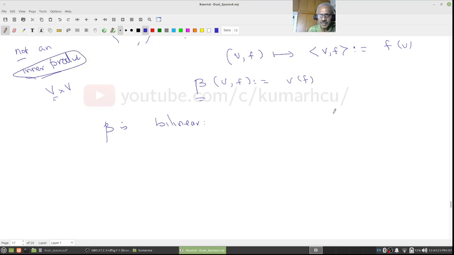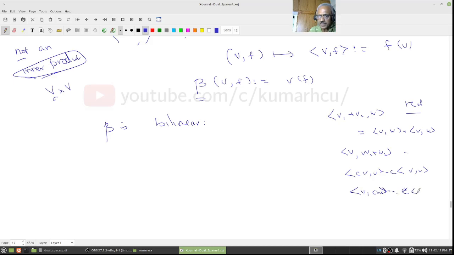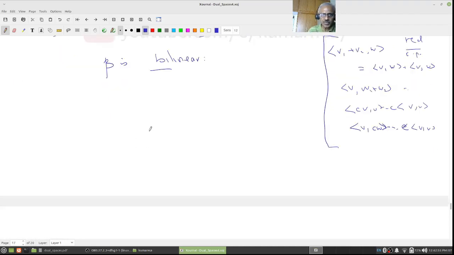You remember, inner product means <v1 + v2, w> is <v1, w> + <v2, w>, and it's also true in the second variable, the same thing: <v, w1 + w2> is <v, w1> + <v, w2>, and then <cv, w> is c times <v, w>, and these were real. And <v, cw> is c times <v, w>, etc. This is a real inner product space. So something similar is true. That's what we want to show.